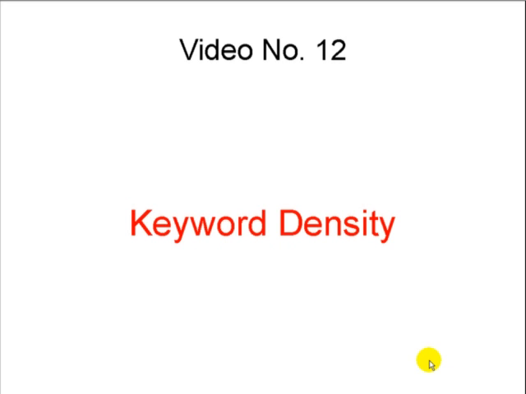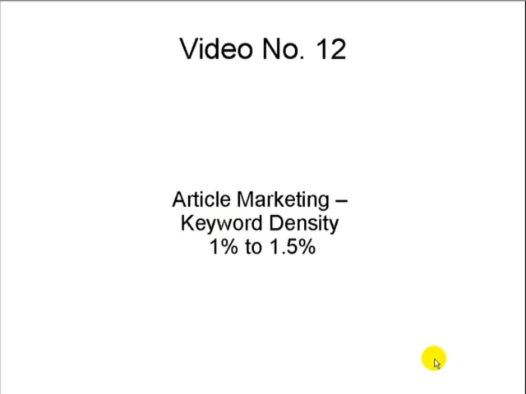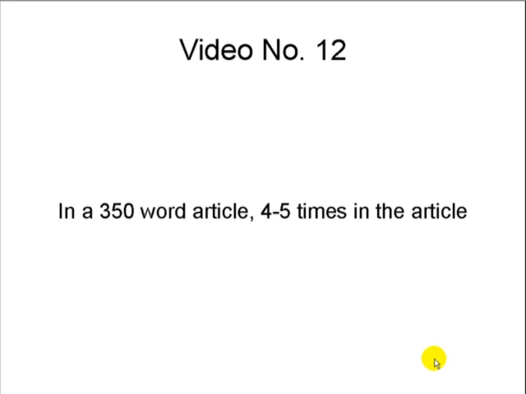In video number 12, we're going to talk about keyword density and how it affects writing to your audience. In article marketing, you want to have a keyword density of 1 to 1.5%. That means if you have an article of 350 words, you want to use the keyword 4 to 5 times in the article.